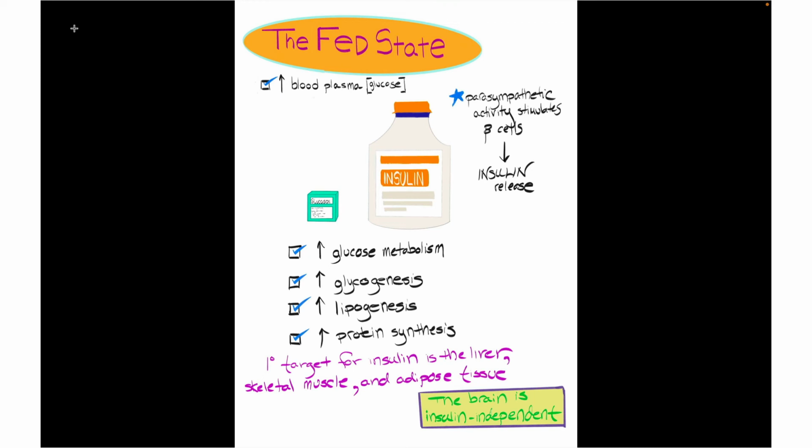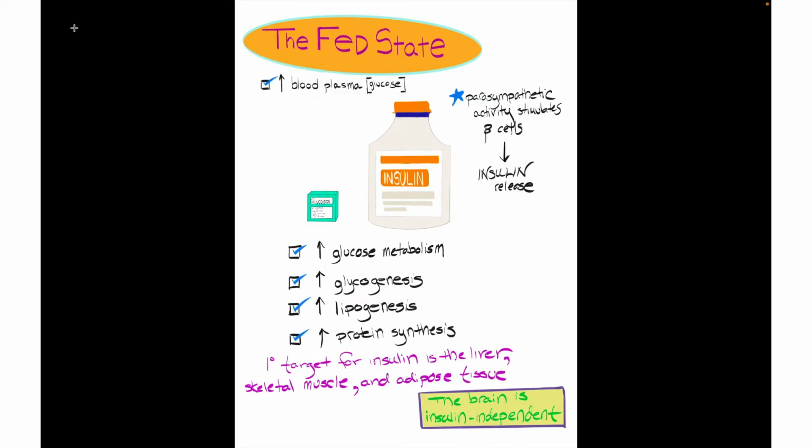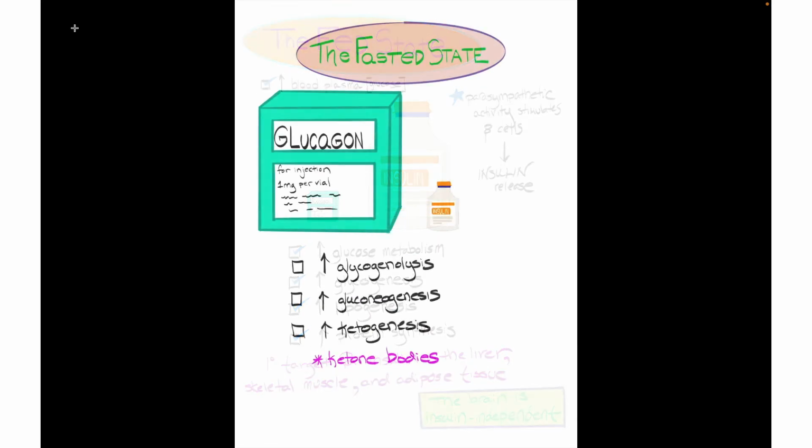One thing I want to reiterate once again that we see down here in the corner, the brain is insulin independent. So since we just talked about insulin, it's worth our while to mention glucagon. Once again, glucagon is released from pancreatic alpha cells.